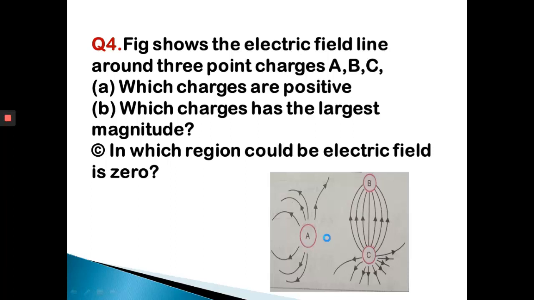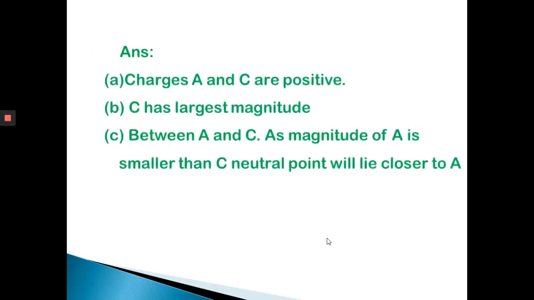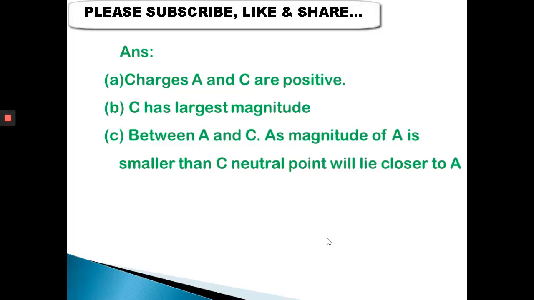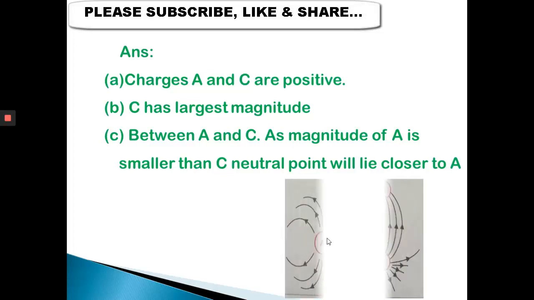So the answer you can write down as charges A and C are positive. C has largest magnitude. Thus, the electric field 0 region will be between A and C, as magnitude of A is smaller than C. Neutral point will be lying closer to A.